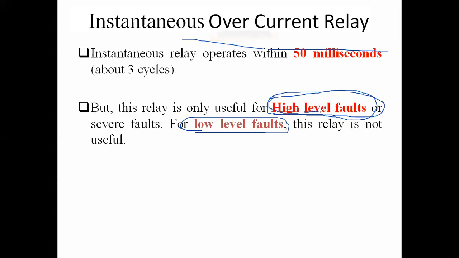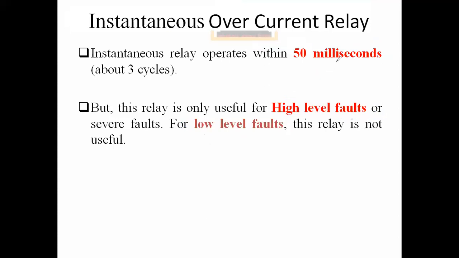At that moment, this instantaneous relay takes action. The pickup level of an instantaneous relay is very high. For time delay operations, if we consider 10 ampere as the pickup current, then for a high level fault it will be around 100 or 200 ampere. For high level faults, we use instantaneous operation, like when lightning strikes the transmission line.